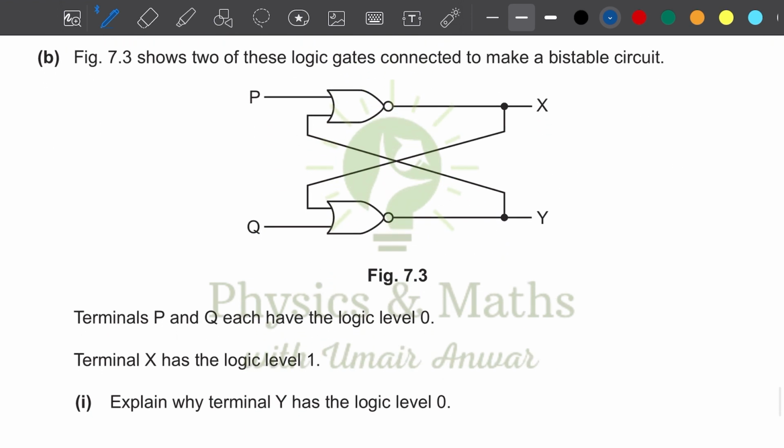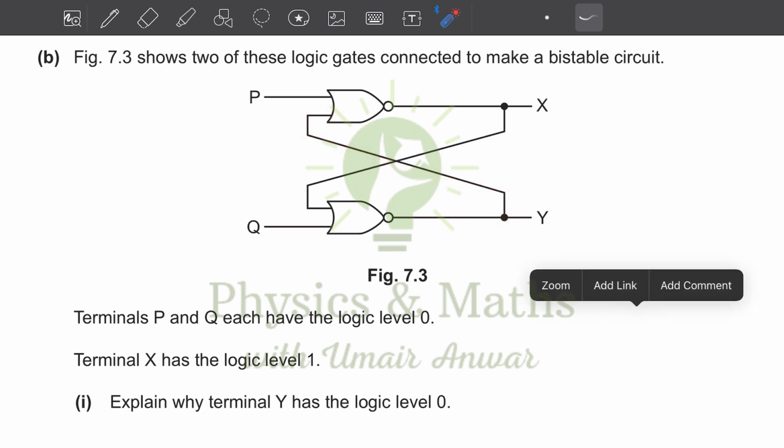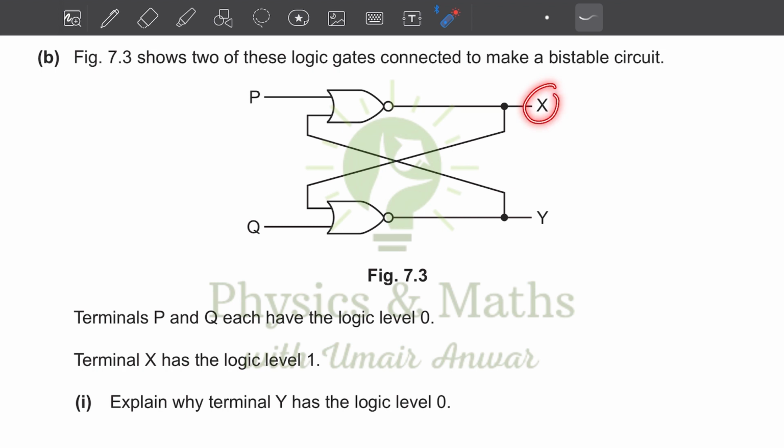Figure 7.3 shows two of these logic gates connected to make a bistable circuit. So we have a NOR gate over here where a P input is being applied. Similarly, a Q input is being applied to the second NOR gate. The output of this first NOR gate is again an input at the second NOR gate, and the output of the second NOR gate is again input to the first one. The output of the first is called X, which becomes an input for the second one. The output of the second becomes Y, and it becomes an input for the first one, the upper one.